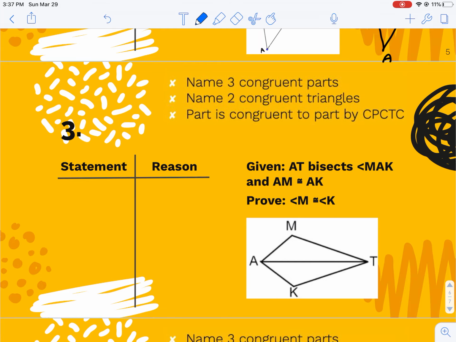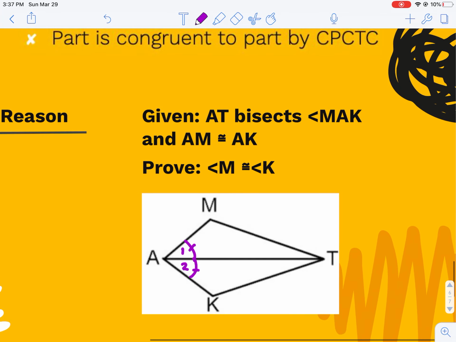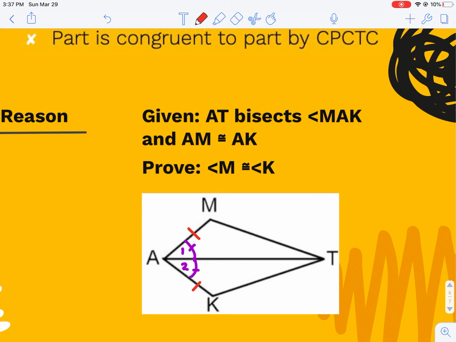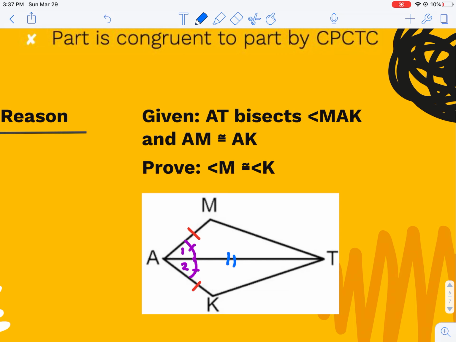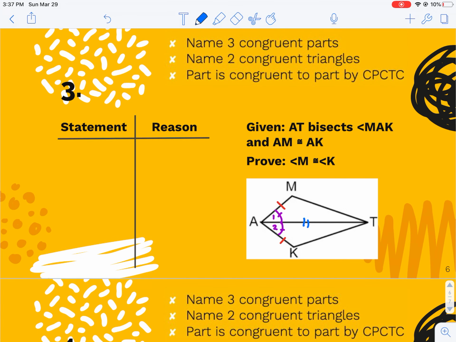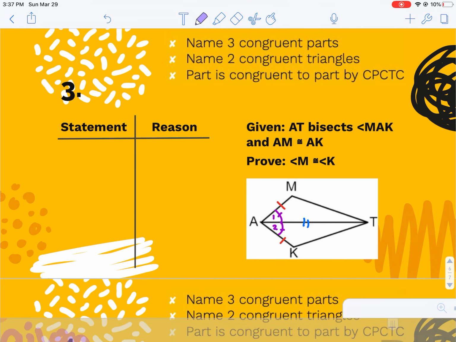All right, this next one, I'm told AT bisects angle MAK. So I'm going to put a 1 and a 2 there. Because it's a bisector, those angles will be congruent. And I'm told AM is congruent to AK. When I look at this, I also know AT will be congruent to itself by the reflexive property. So I found my 3 congruent parts. Now I just need to write it all out.